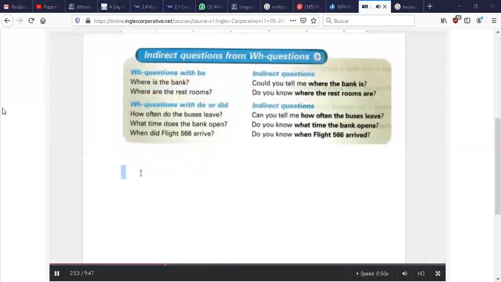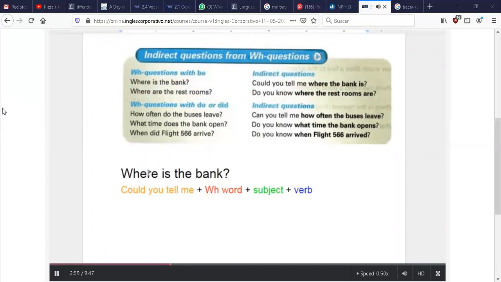Now let's try to make sense of this whole concept here. What we want to do is turn direct questions into indirect questions. Let me propose a formula on how to do this. We want to turn the question, where is the bank, into an indirect question. The way we'll do that is we will use some kind of polite modal verb. So in this case, could you tell me? This is going to be followed by a WH word. In this case, it happens to be where, but it could be any other WH word. For example, it could be what time, how often, when, etc. Any kind of WH word is what we're going to include here.